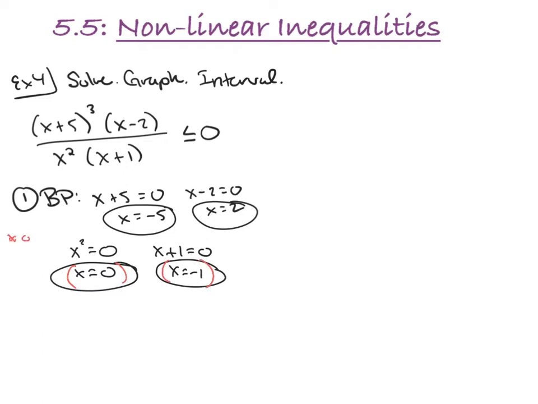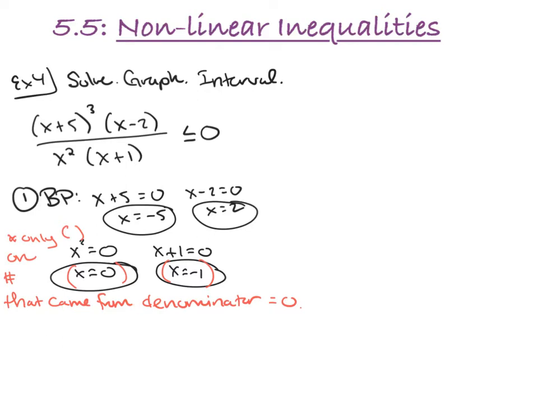So only parentheses on numbers that came from setting the denominator equal to 0. Why? Because we can't divide by 0. So while x can be numbers close to 0 and close to negative 1, we can't allow x to actually equal 0 and negative 1. Therefore, only parentheses on those. Okay, I'll come back to this point when we write our answer.